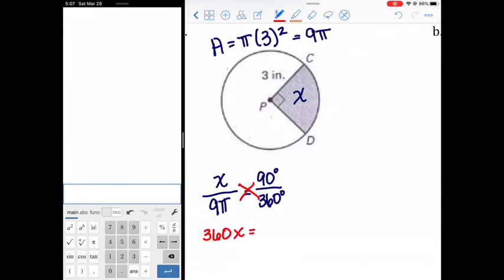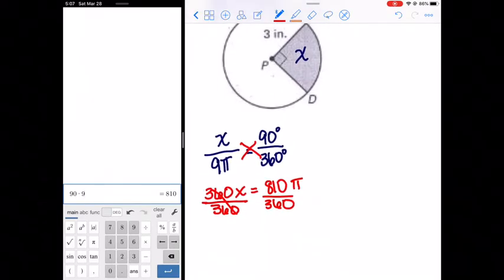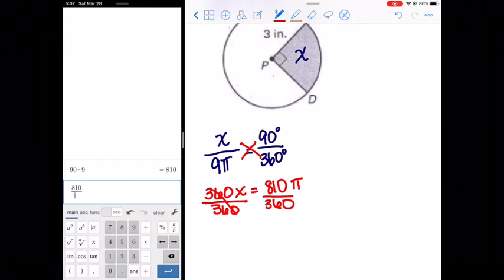360x equals, and then I'm going to leave this in terms of pi at first. So I'm just going to multiply 90 times 9, and that's 810. And that's 810 pi because I only multiplied the numbers out front. The pi is still hanging out at the back. To get the x by itself, I'm going to divide both of these sides by 360. So again, to leave it in terms of pi, I'm going to divide only the numbers that are out front. So that's 810 divided by 360.